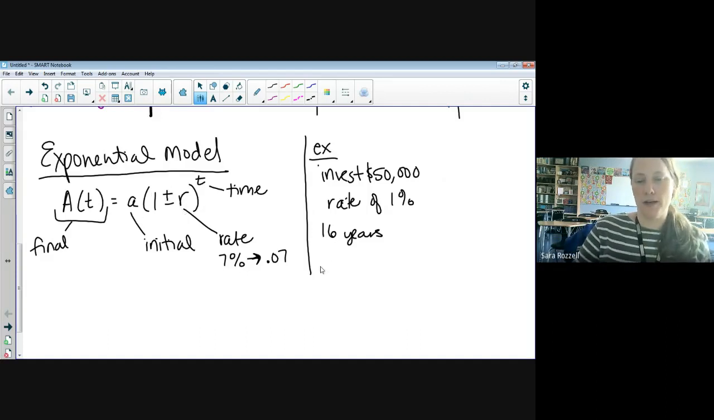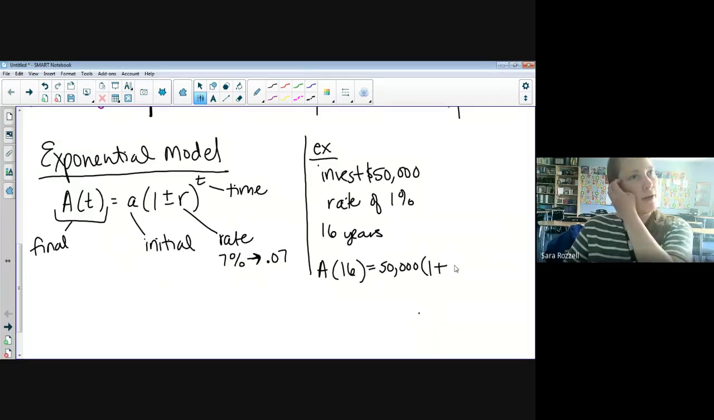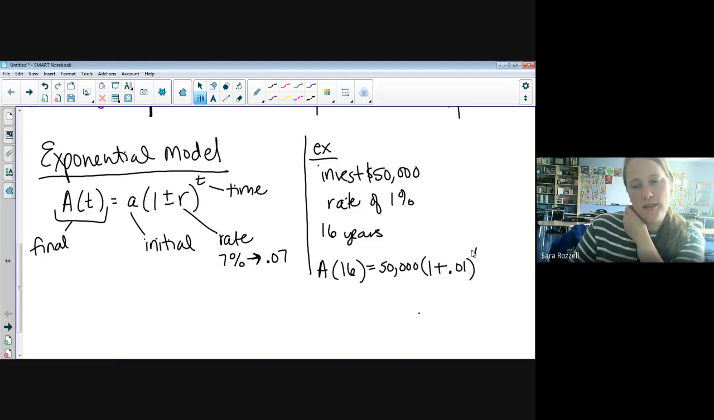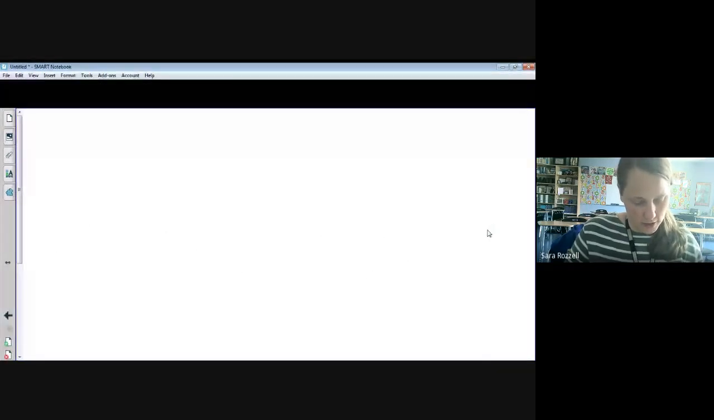If it's going up, you're going to use the plus. So let's put it into our formula. A of 16, because we're going to do it for 16 years, is our initial amount. And our initial amount was 50,000. The 1 is always a 1. We use a plus sign because we are increasing. I'm not going to put 1 for my rate. I'm going to put what? What do I need to change it to? 0.01. Okay, good. And this is to the 16 because it's 16 years. So 50,000 times 1 plus 0.01 raised to the 16.